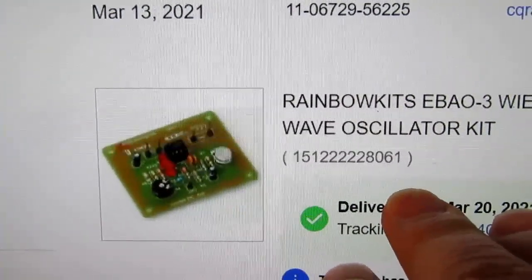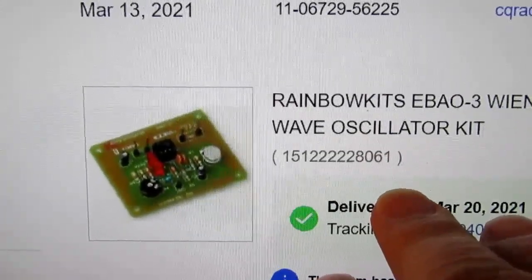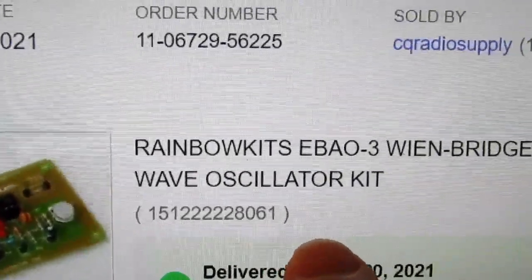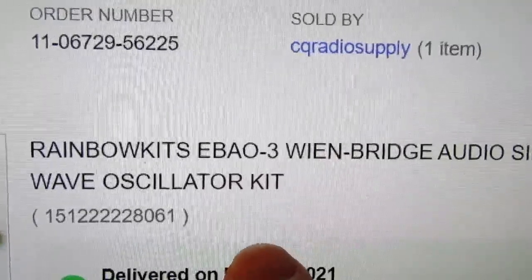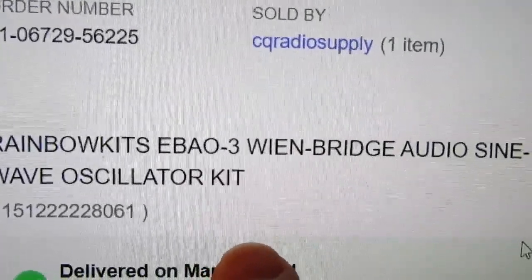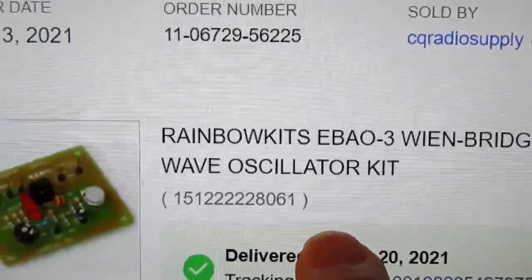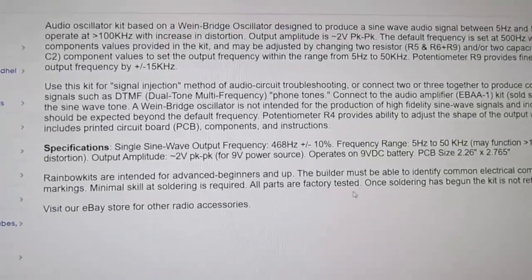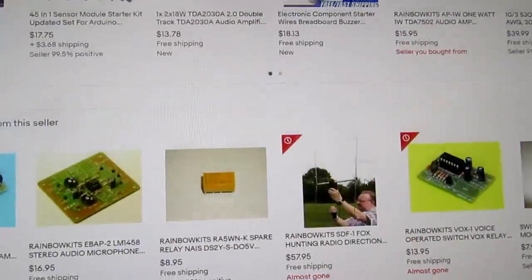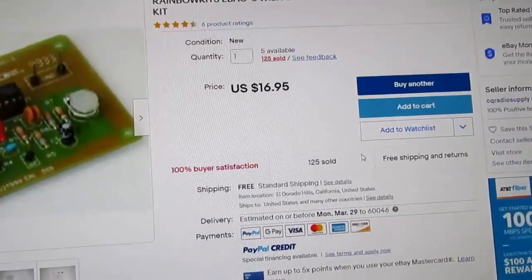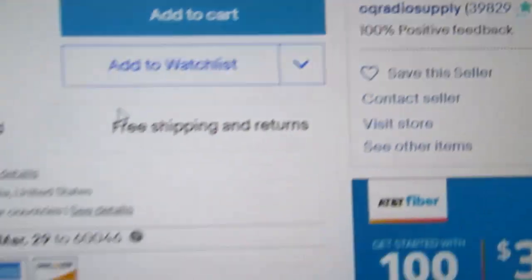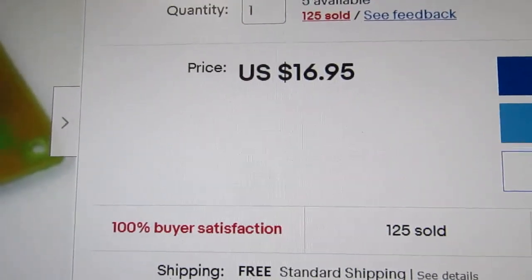Yeah, right up here, the Rainbowkits oscillator was in fact purchased from eBay. This is what the eBay listing looks like. It just calls it by the EBAO-3 Veenbridge Audio Sine Wave Oscillator Kit. Here's the listing, and it's not being sold by the outfit in Indiana. It's being sold by, who the hell is it? CQ Radio Supply Company in El Dorado Hills, California, and it costs $16.95.